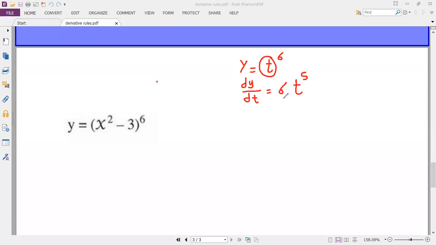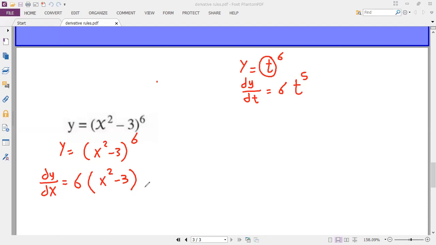Here, I have two functions. y equals x squared minus 3 raised to the power of 6, so we can find dy over dx. We are going to differentiate the brackets as a whole chunk, which is 6 multiplied by x squared minus 3, all raised to the power of 5.